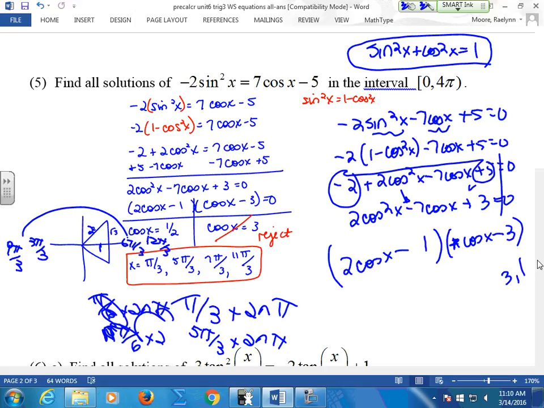So if I only have to go from 0 to 4 pi, I've got my pi over 3. I've got my 5 pi over 3. I come back around after 6. Oh, that's my 7 pi over 3. And right before 12, there's my 11 pi over 3. You can do it that way, or you can add your 2n pi to that. Either way, since you're only doing a couple more, just keep your pattern going.